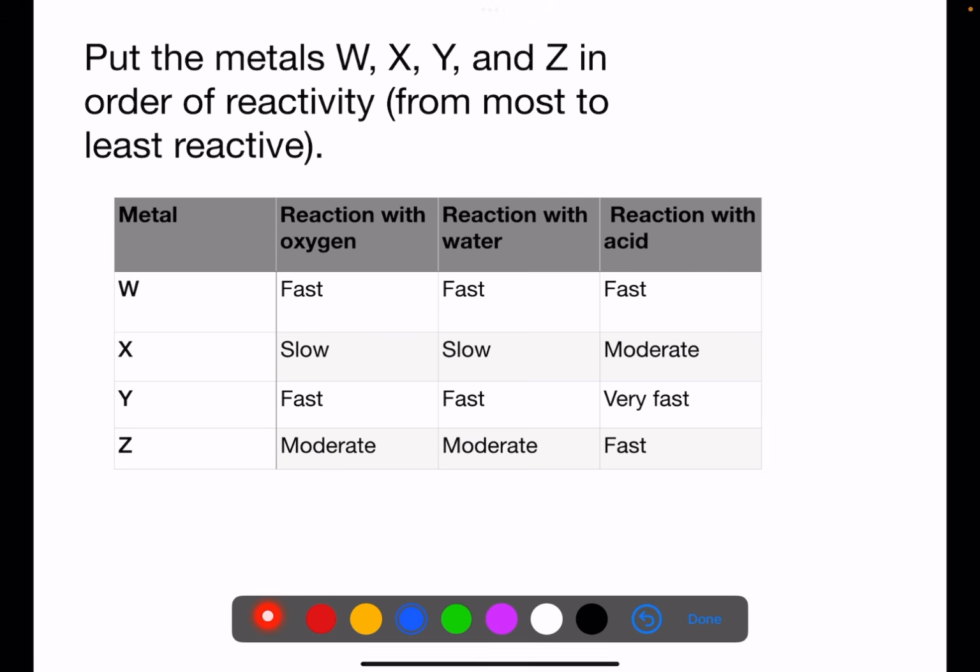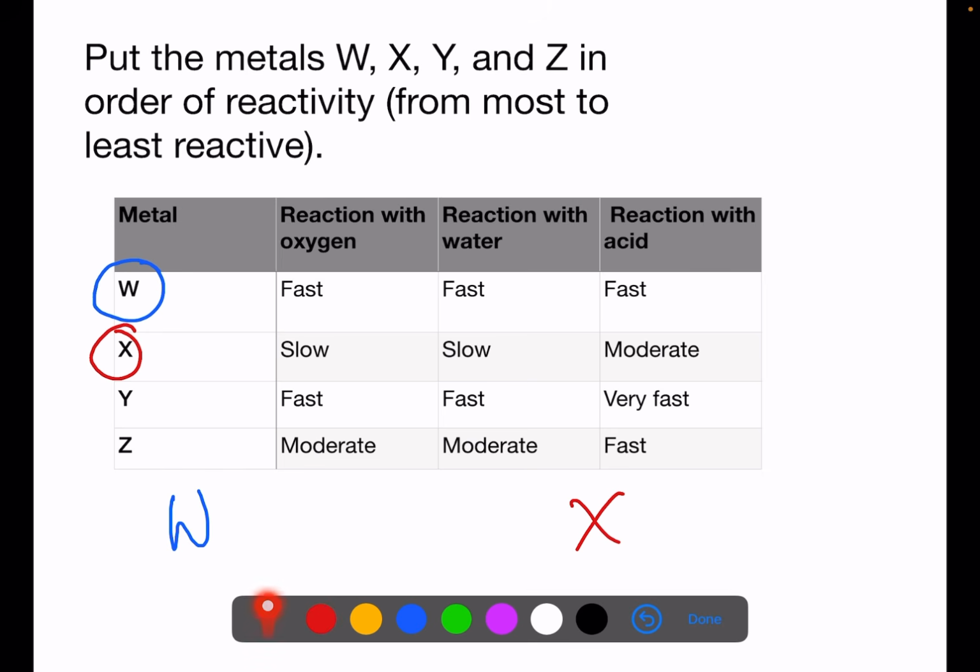The most reactive metal will be that which reacts quickly with everything. In this case, that will be W. The least reactive metal will be that which is quite slow to react. For us, this will be X, which is slow with oxygen and water and moderately fast with acid. So far we have W as our most reactive and X as our least reactive.